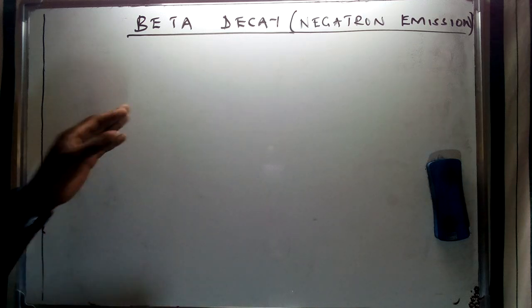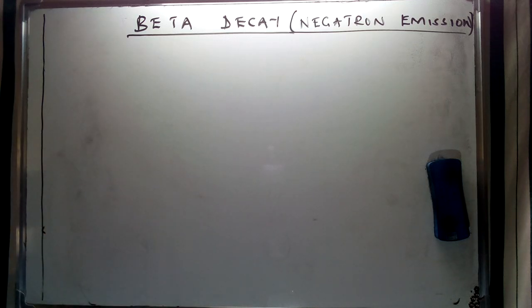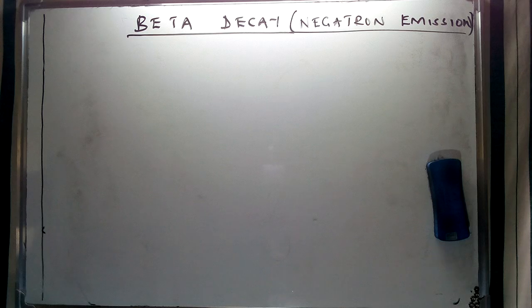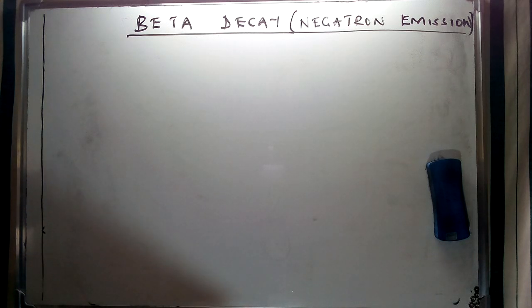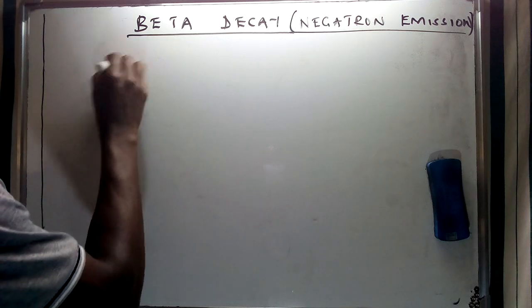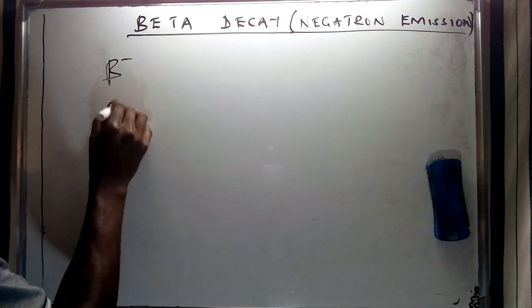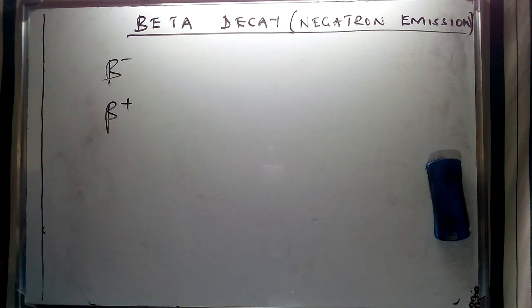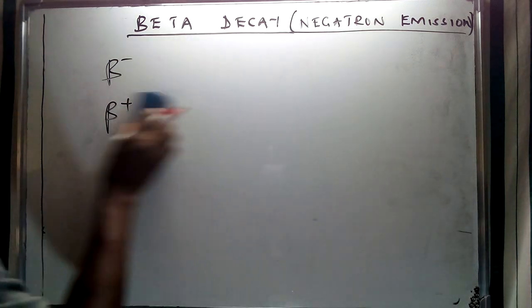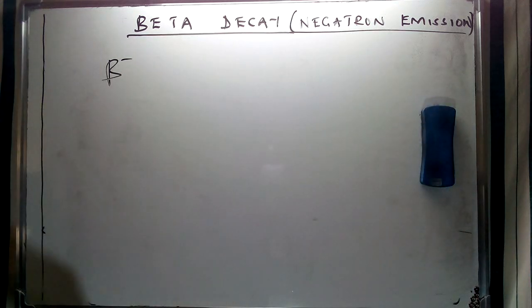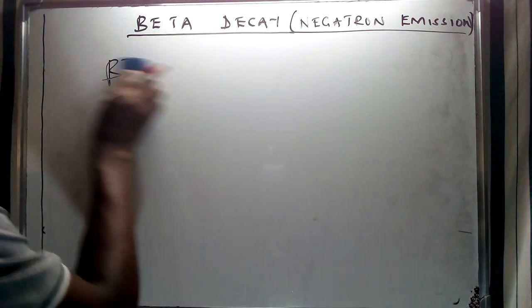Now for the beta decay, this specific process can also be regarded as negatron emission, symbolized using a beta negative. We can also give a counter process, which is positron emission. So we are going to create emphasis on this process, and see how we can represent the Q value for the negatron emission.